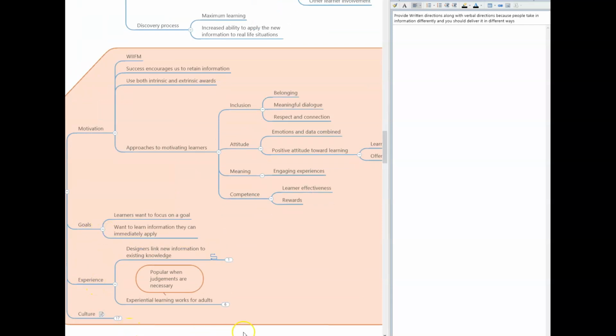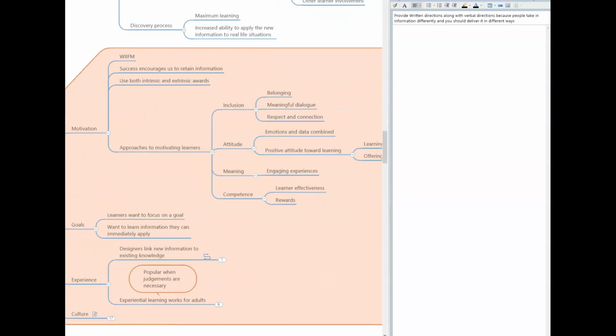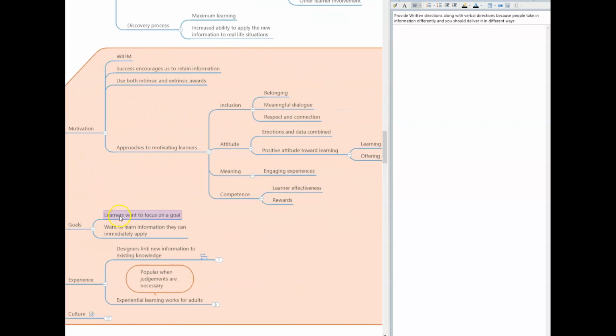The second characteristic for learning is goals. Learners want to focus on a goal, and they want to learn information they can immediately apply, especially adult learners.